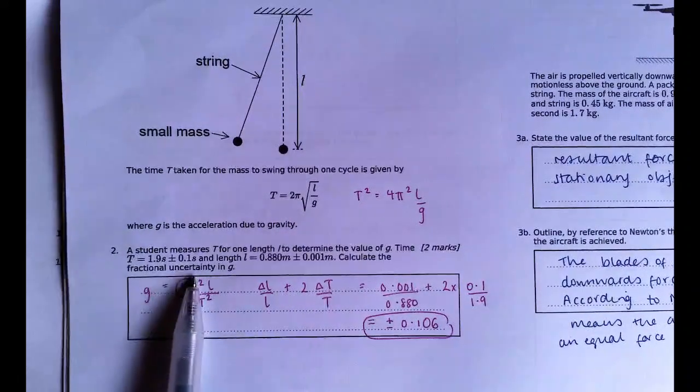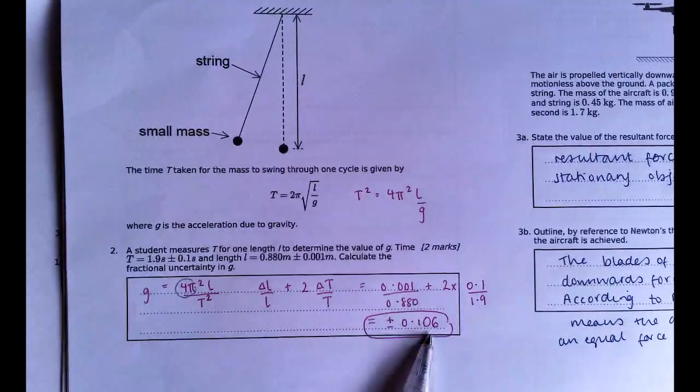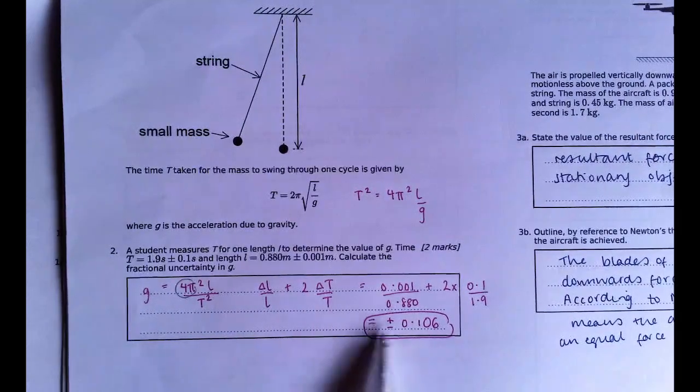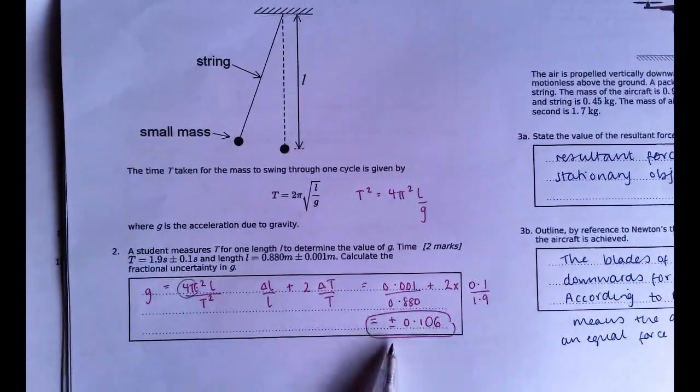Now, because it is a fractional uncertainty, don't convert that to a percentage. So on your calculator, this might be given as a fraction. You can then just write that as a number. That's absolutely fine.